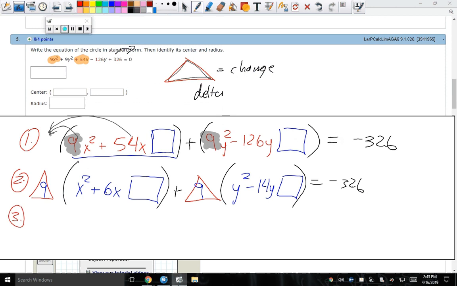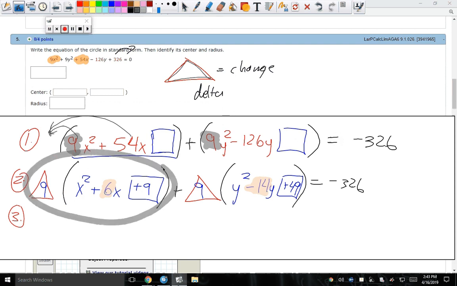B over 2 squared. So I'm going to take these b values of 6 and negative 14, and I'm going to divide by 2. So 6 divided by 2 is 3, squared is 9. So I'm going to add 9. Here we go. 14 divided by 2 is 7. I'm going to square it and get 49. Now careful right now. How much are you adding right here? 81. You're not adding 9 because of the fact that the coefficient began over here as a 9.